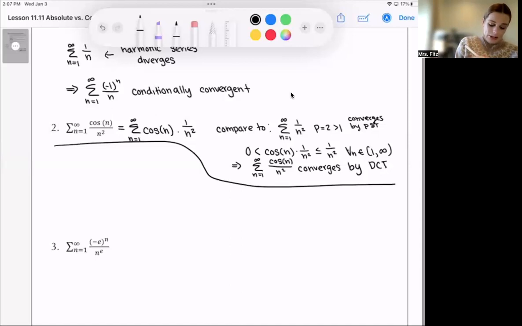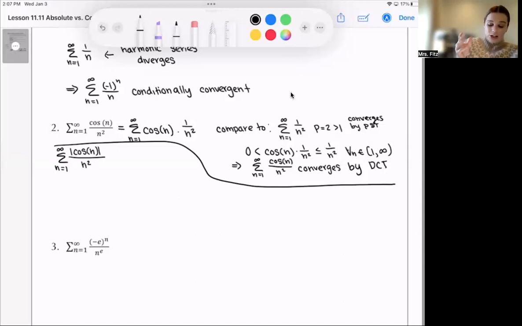So we want to take the sum from n equals 1 to infinity of the absolute value of cosine of n over n squared. You don't have to worry about the n squared. It's not going to ever be negative. So think about the absolute value of cosine of n over n squared.